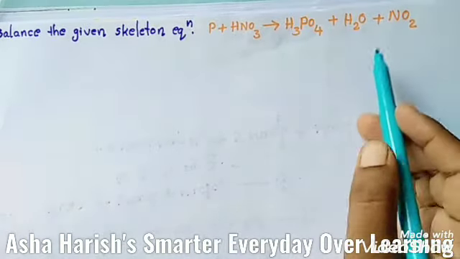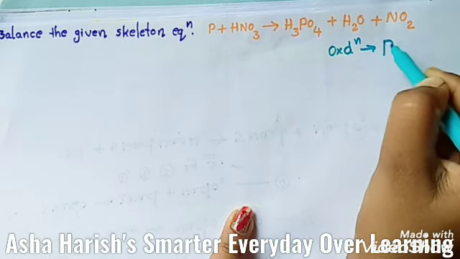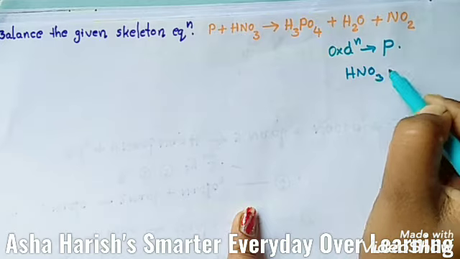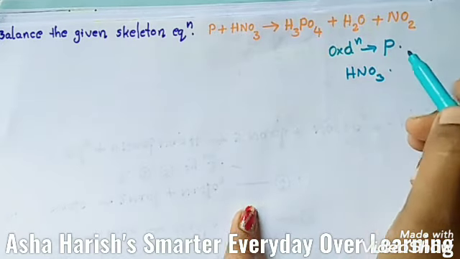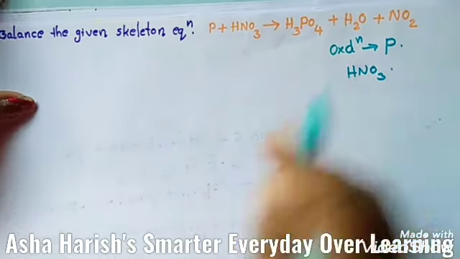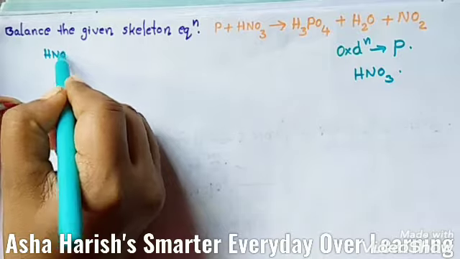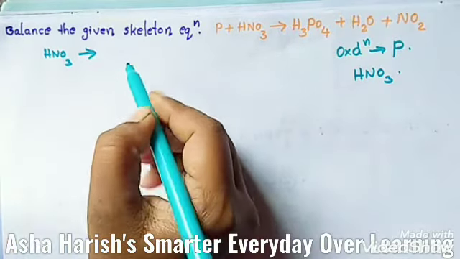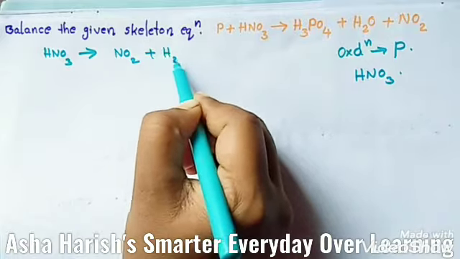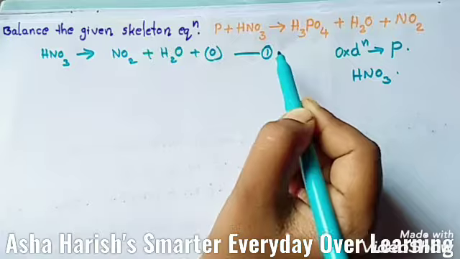This reaction involves oxidation of phosphorus. Oxidation of phosphorus by nitric acid, that is HNO3, takes place in the following steps. I'm going to tell you. Step 1. Nitric acid decomposes. First one is nitric acid, formula HNO3. It decomposes into NO2 plus H2O. Okay, this is equation number 1.